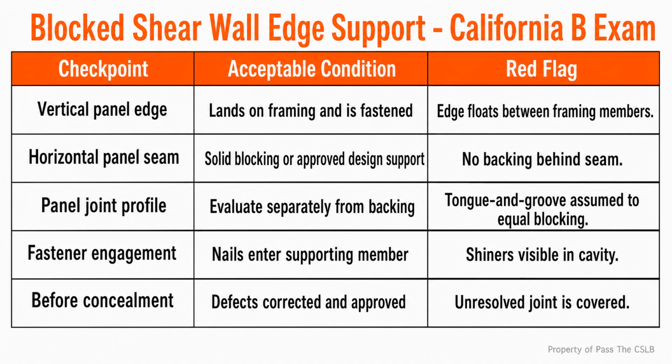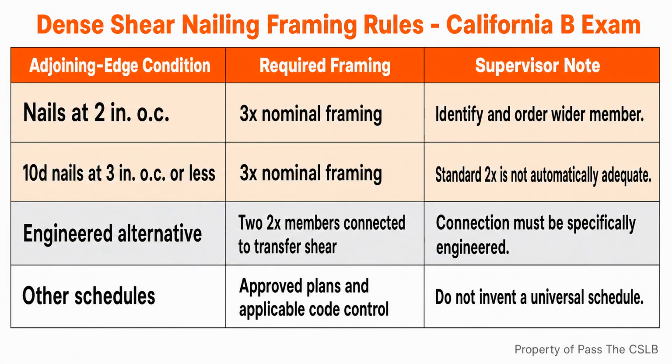Two panel edges touching each other are not the same as two panel edges fastened into a supporting member. Dense edge nailing creates another planning decision. When the schedule concentrates larger or closely spaced fasteners at adjoining panel edges, a standard 2 by framing member may not provide enough width for the required installation without splitting.